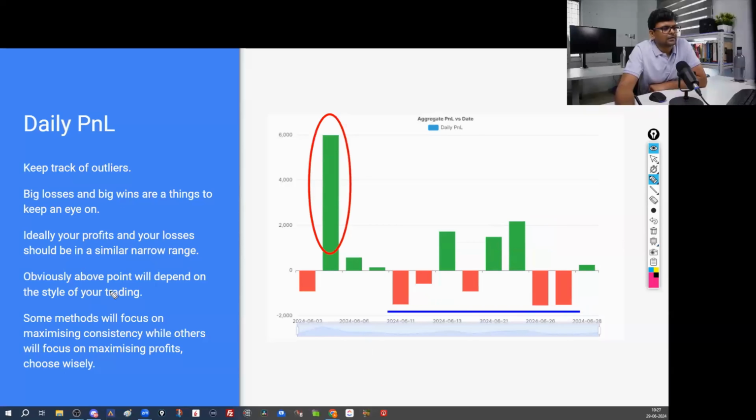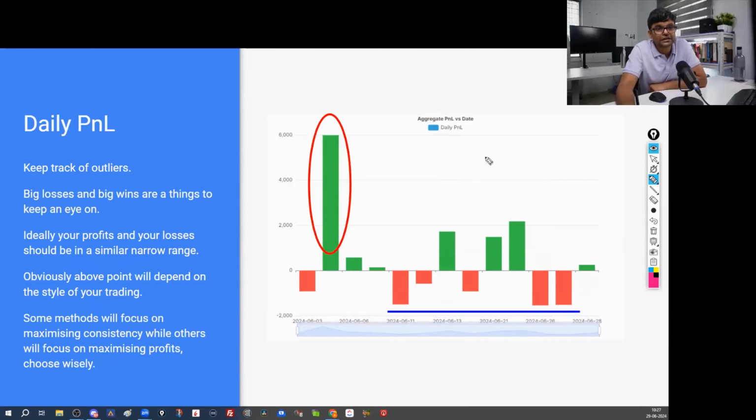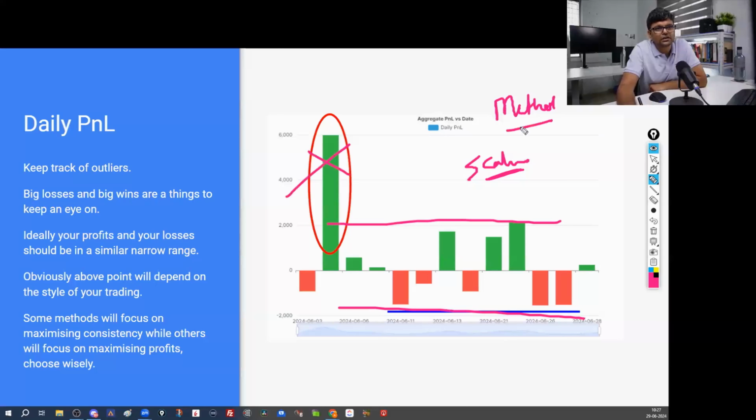Again, it depends on what your trading style is. Usually trend followers will have lots of small losses, and then they will have one huge winner that takes care of all the losses. But if you're an intraday trader and a short-term trader, maybe you are scalping, then your results will look something like this. Even this will not be there. You will have consistent profits, consistent losses, and that tells you that you have a method that you are consistently applying.